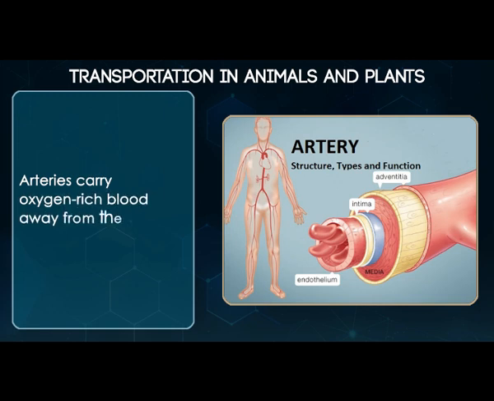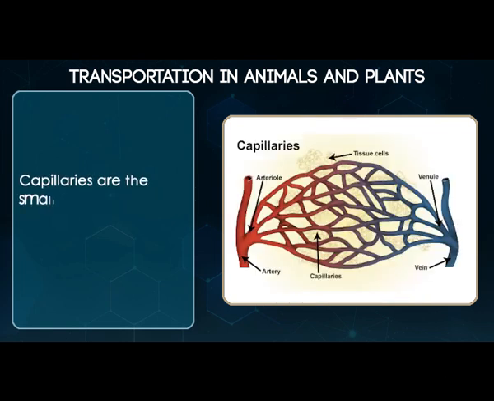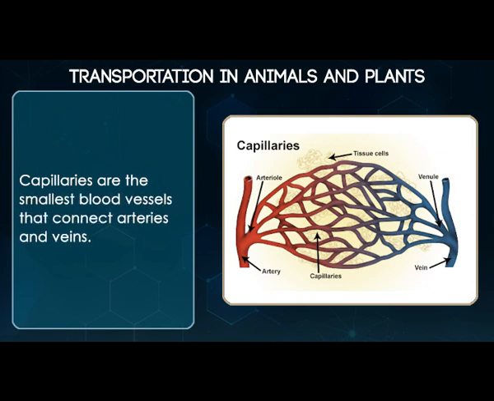Arteries carry oxygen-rich blood away from the heart. Veins carry oxygen-poor blood towards the heart. Capillaries are the smallest blood vessels that connect arteries and veins.